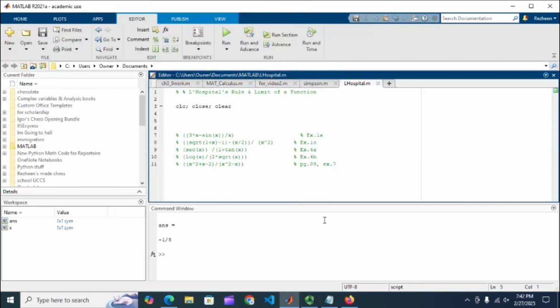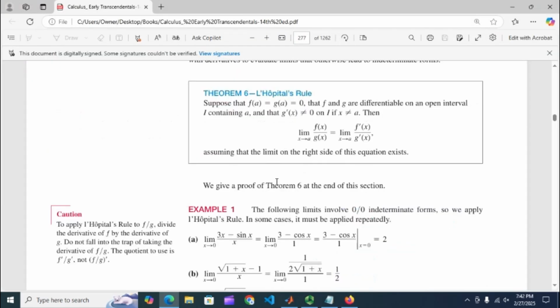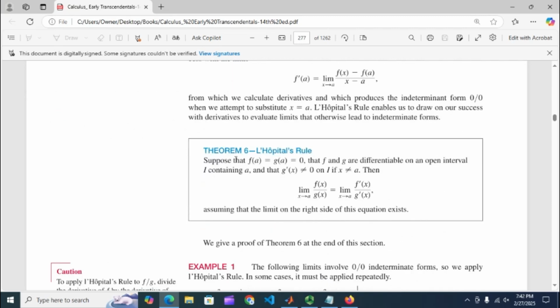Hi, in this video we're going to create a MATLAB program that will compute the limit of a function and also compute limits using L'Hopital's rule. Alright, so let's look at L'Hopital's rule in my calculus book. This is Theorem 6 in this book.